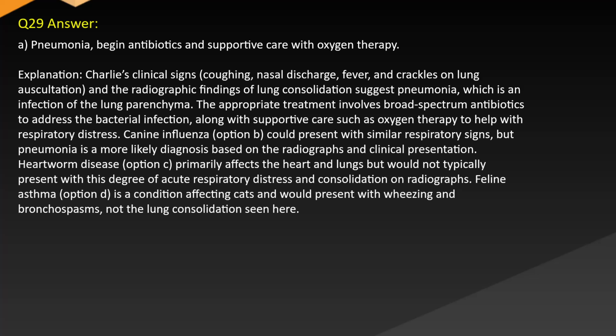Heartworm disease, option C, primarily affects the heart and lungs, but would not typically present with this degree of acute respiratory distress and consolidation on radiographs. Feline asthma, option D, is a condition affecting cats, with wheezing and bronchospasms, not the lung consolidations seen here.